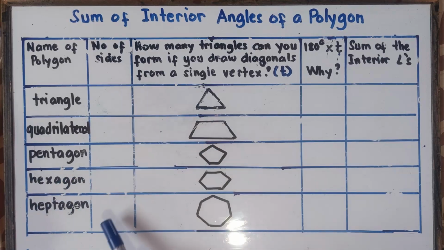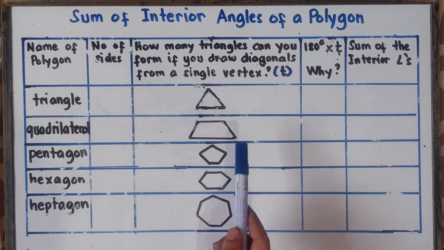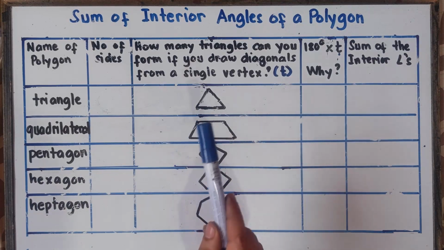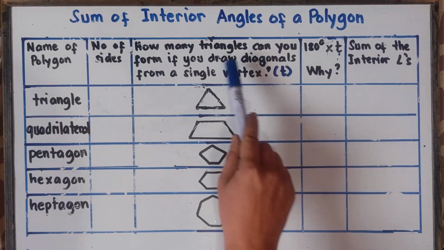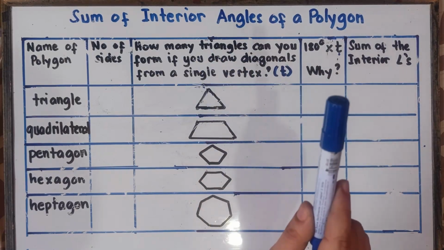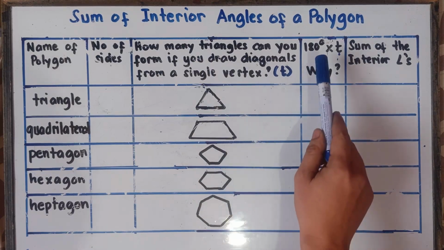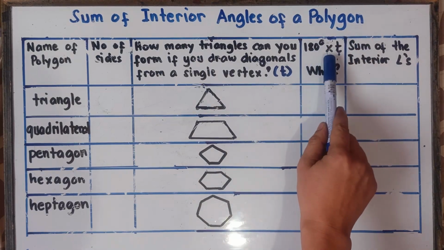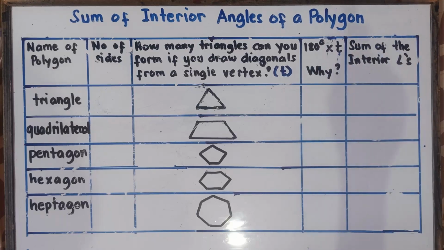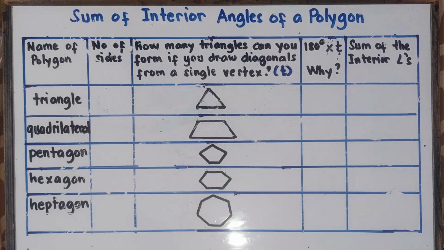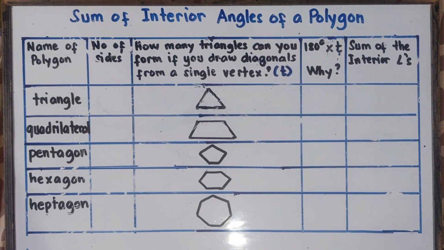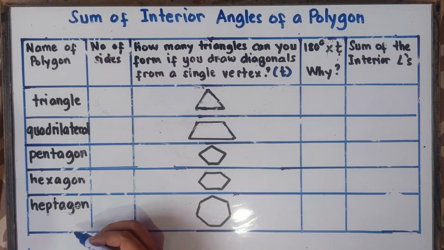Then we're going to determine the number of sides and how many triangles you can form if you draw diagonals from a single vertex, and T represents the number of triangles. Once we get the number of triangles, simply multiply 180 times the number of triangles, and that would be the sum of interior angles of the given polygon. Alright, let's start with triangle. Number of sides for triangle, that's correct.